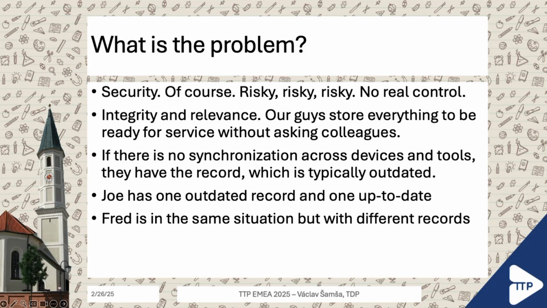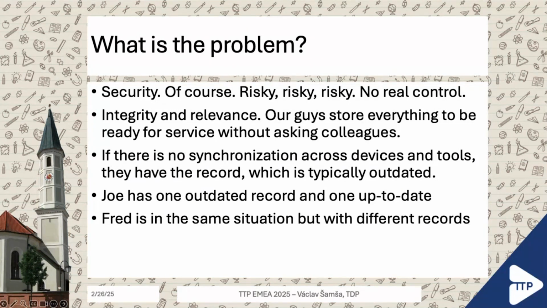So what is the problem? Yeah, security. It's risky. Whatever they do that way, it is risky. But there are other problems, because our topic today is how to move from the mess to an Ordnung. What is important for you is integrity and relevance of the data. If they keep the secrets, the phase we've seen a while ago, you are in trouble, not only because of security, but also because there is no synchronization across devices, across different tools the users use.